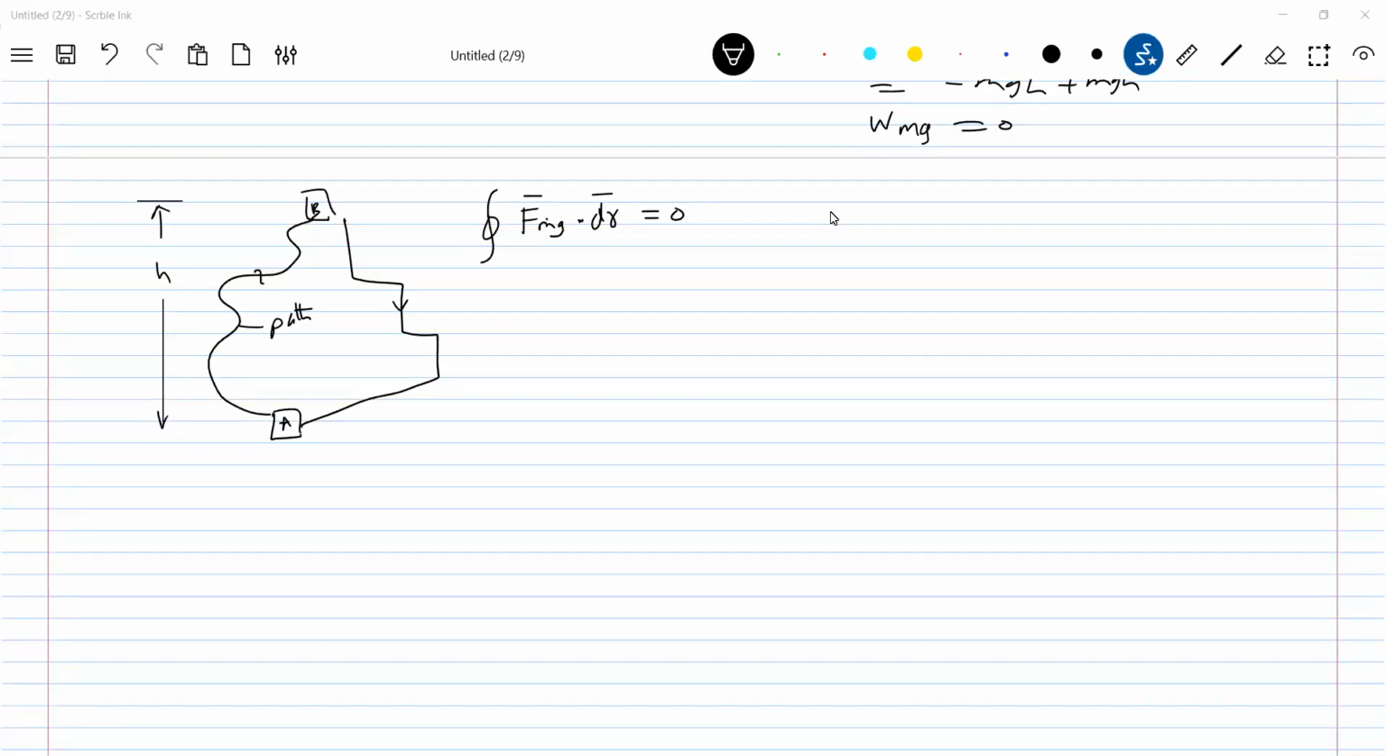We have moved it slowly to explain the concept. Why am I moving slowly to explain the concept? Because if I don't move slowly, the kinetic energy should be brought into the picture, and I'm more interested in this one. So this is one basic idea about the conservative force: work done by a conservative force in a closed path will be zero.